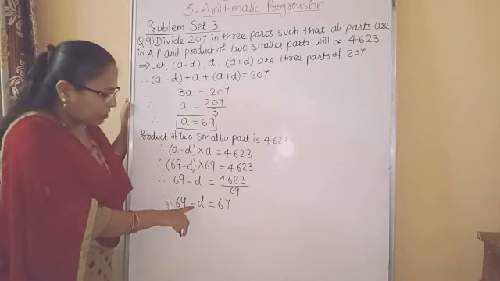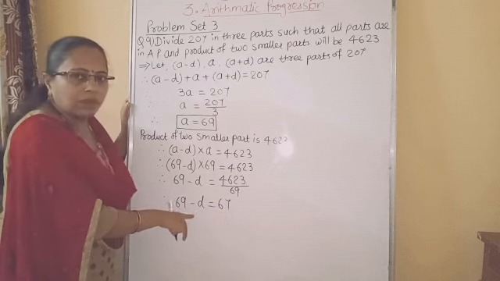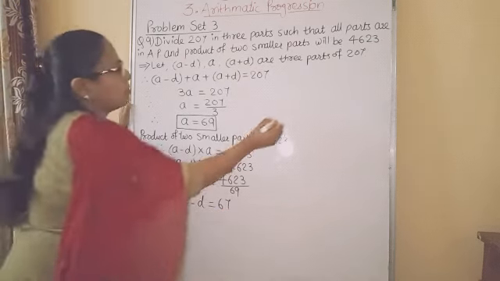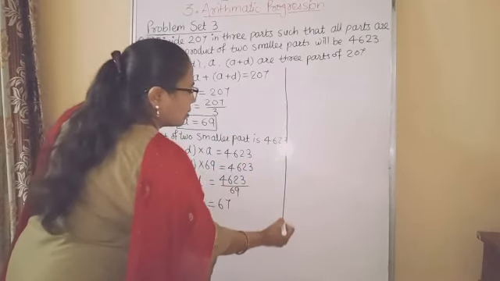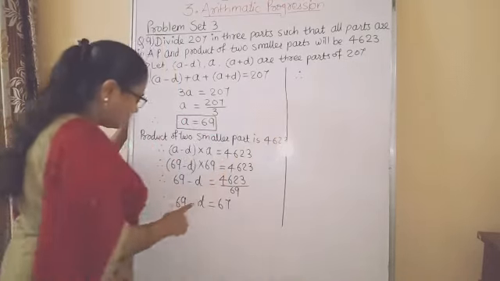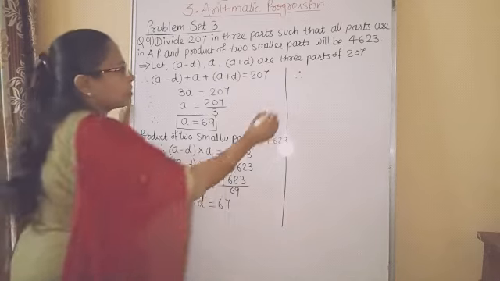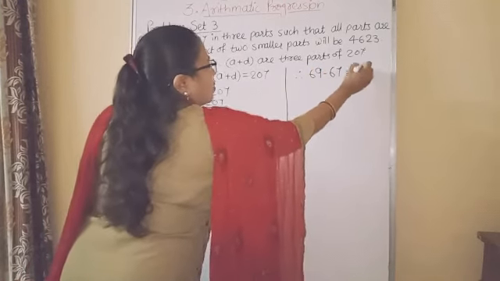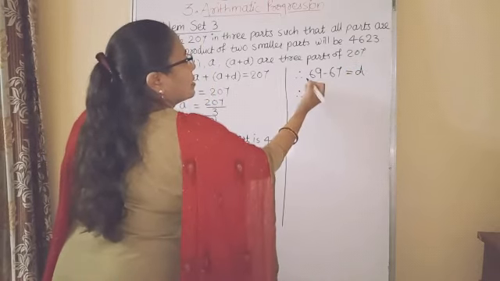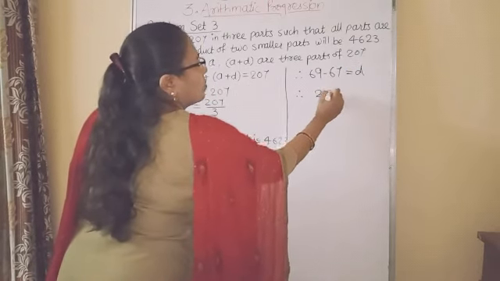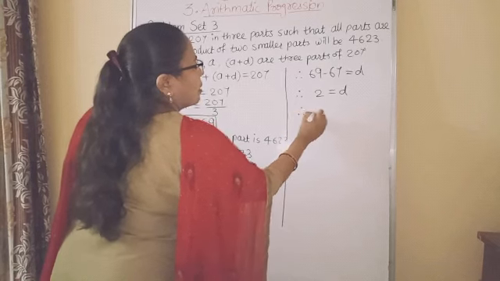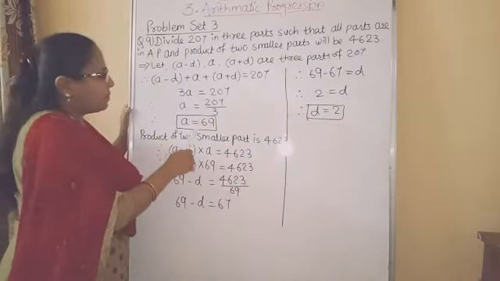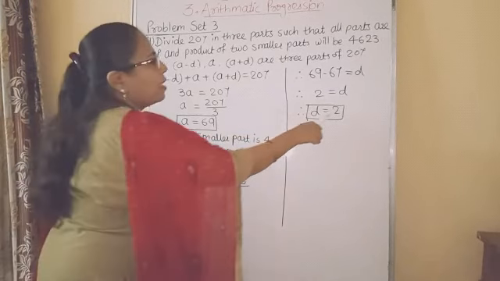Okay. Now we will take this minus D on this side and 67 on this side. So we will get the value of D. Here we will write. Therefore, minus D we will take on this side. So here we will get 69 minus 67 is equal to D. Therefore, 69 minus 67, 2. Therefore, D equal to we got 2. So we got the value of A 69, D 2.